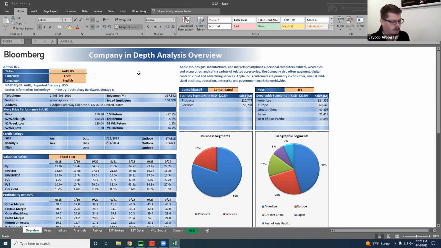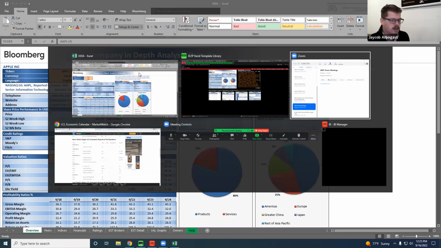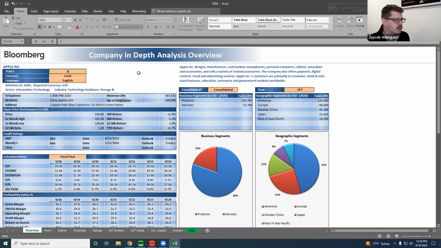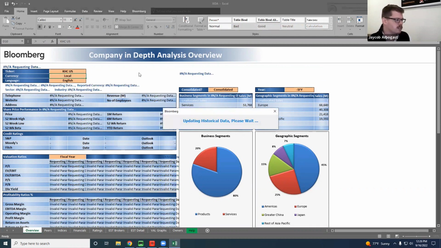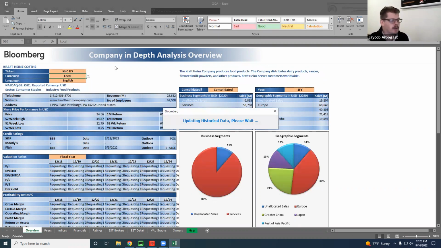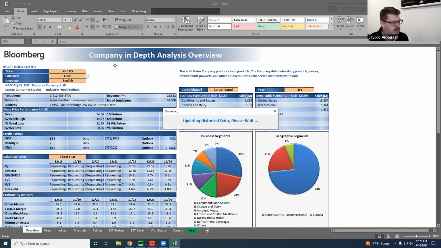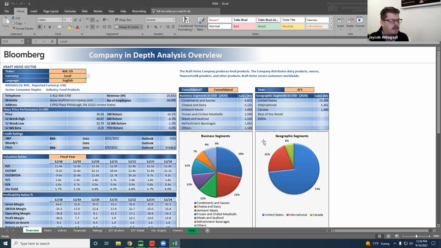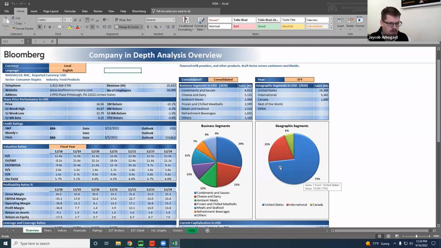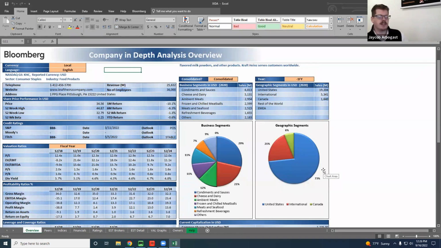So what we're looking at is Kraft Heinz, KHC and then US. I don't think I have to actually hit equity, I think it'll automatically update a bunch of stuff. Okay, good, that looked right. It says Kraft Heinz, so I know I'm on the right company. It's in dollars. So, geographic segment: 75% of their business is in the United States.